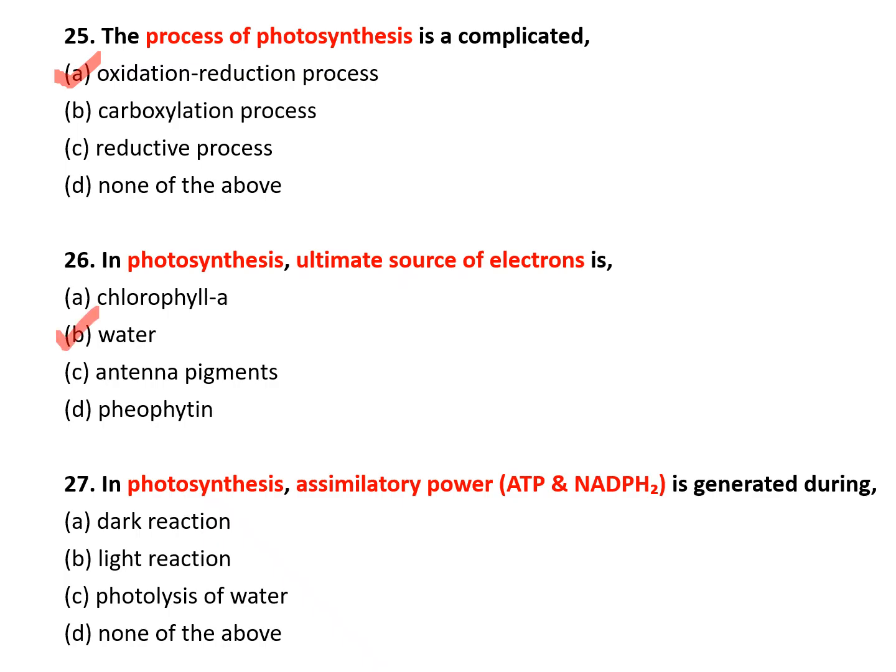The next question, number 27. In photosynthesis, assimilatory power, ATP and NADPH2, is generated during: option A, dark reaction; option B, light reaction; option C, photolysis of water; option D, none of the above. The correct answer is option B, light reaction.